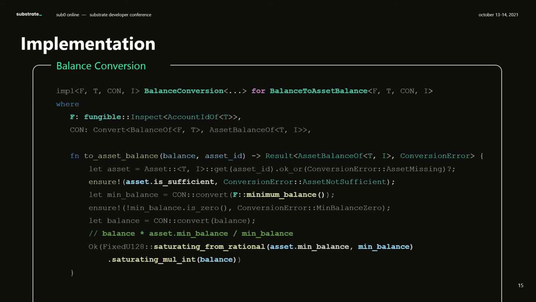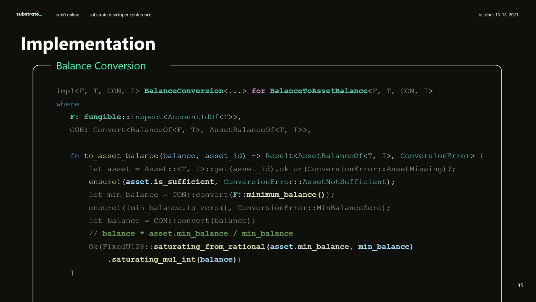I've been talking about the native currency a lot, but in principle, this implementation is generic over any kind of fungible. So you could have any implementation of an asset that implements the trait, which can be used to convert from, and then you can convert to the chosen asset balance.